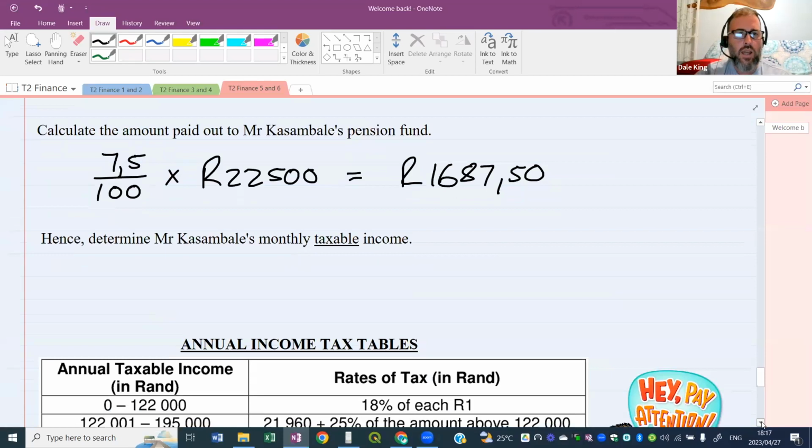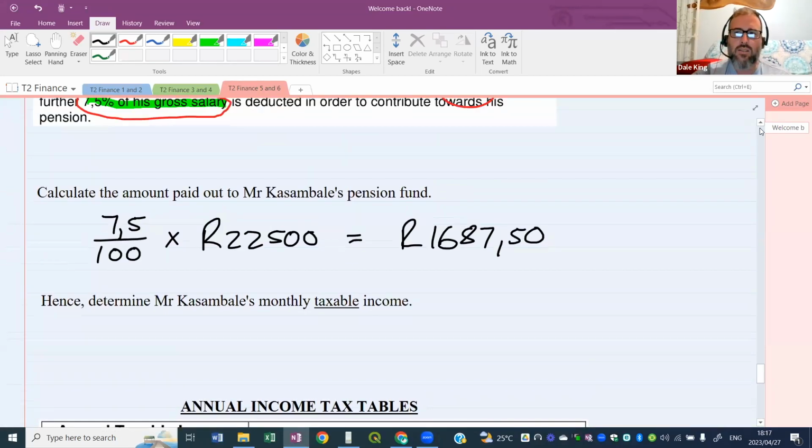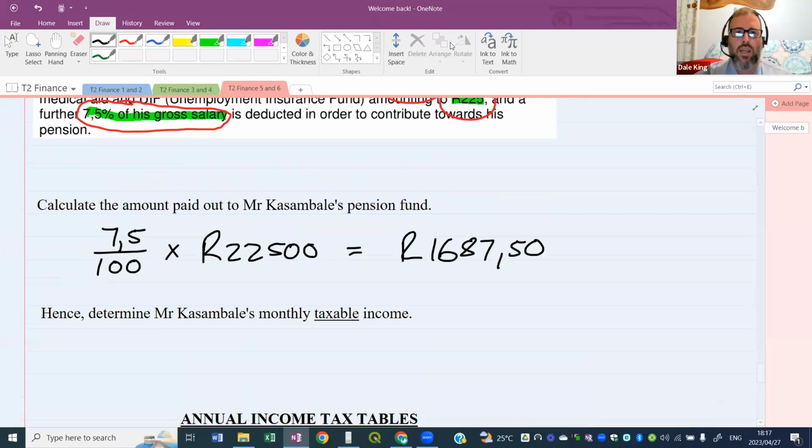Let's have a look at the next question. It says, hence. Now, can anyone tell me, what do they mean when they start the sentence with hence? You can raise your hand and speak to me online or put it in chat, but we'd really like to hear your voices.